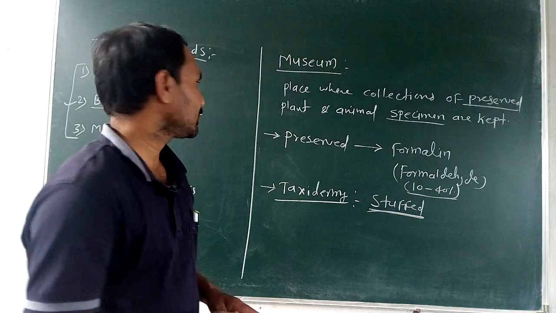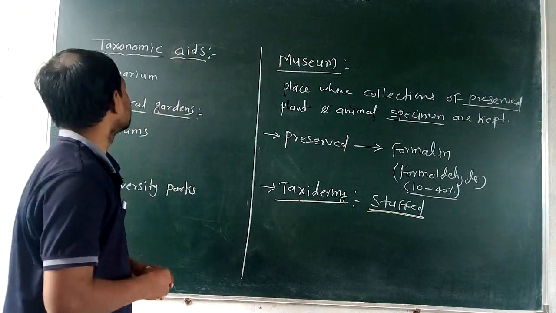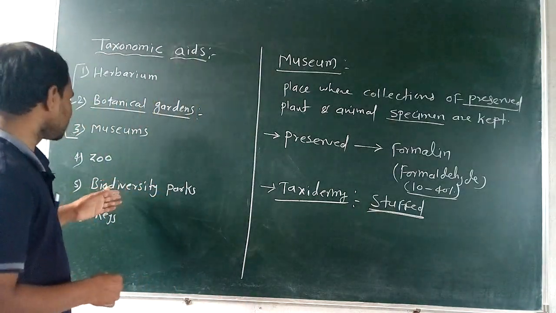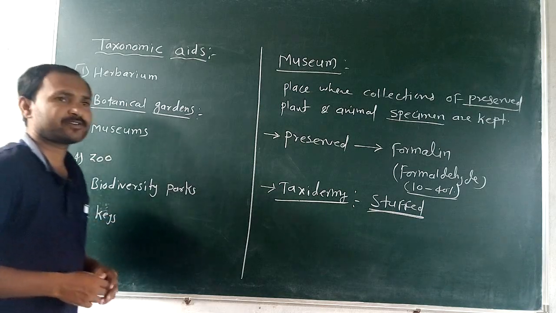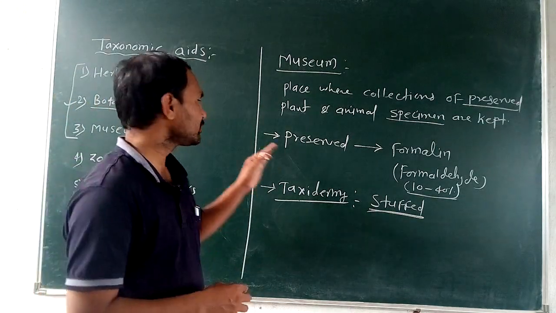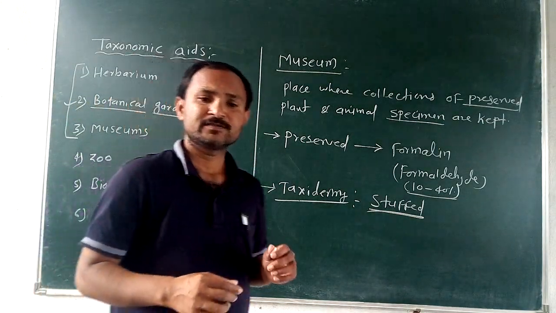This is about the taxonomical aids. Next, biodiversity parks and keys, we will see in the next video. Remember the zoological parks. Okay, thank you.